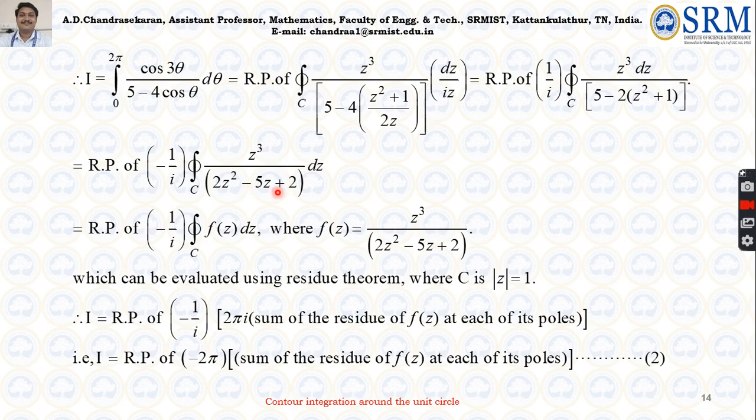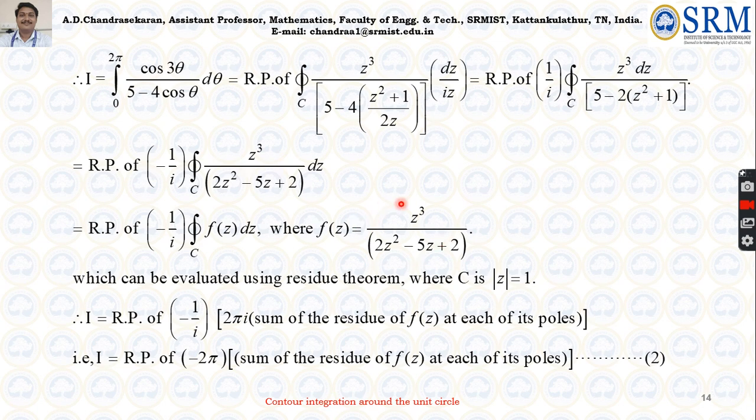Now the real part of -1/i integral over C of f(z) dz, I consider this as my f(z). Now this can be evaluated using the residue theorem over the unit circle, the usual idea. So I is equal to the real part of -1/i into 2πi times the sum of the residues of this f(z), correct? So after cancelling the i term, this becomes the real part of -2π times the sum of the residues of f(z). Now let us find out the poles first.